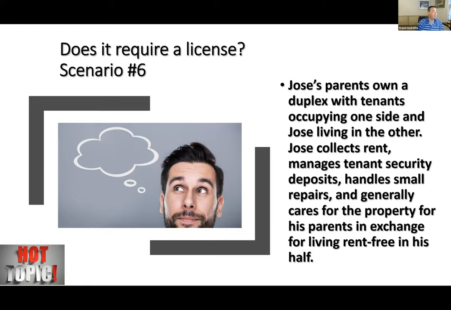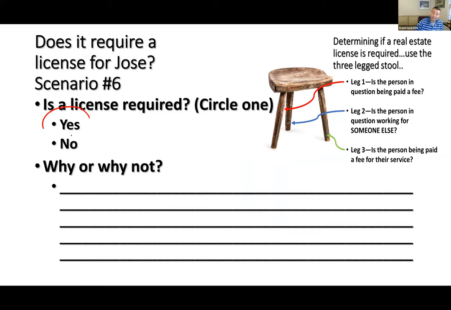Now we have to ask ourselves, is he one of the exemptions? Is he a salaried employee of either the owner or of a real estate broker? No. I don't see anything about a salary. I don't see anything about the word employee. I don't see anything about the word W-2. I don't see anything to say he's an exemption here, folks. Whether we like it or not, in the state of North Carolina, Jose needs a real estate license.